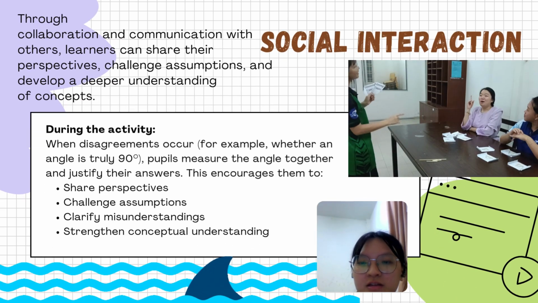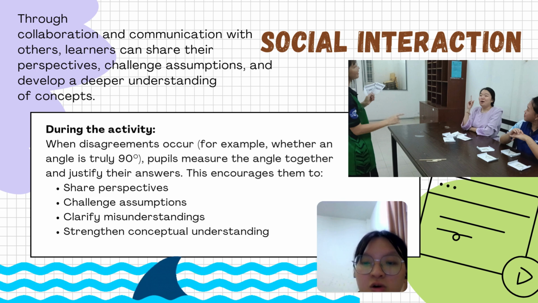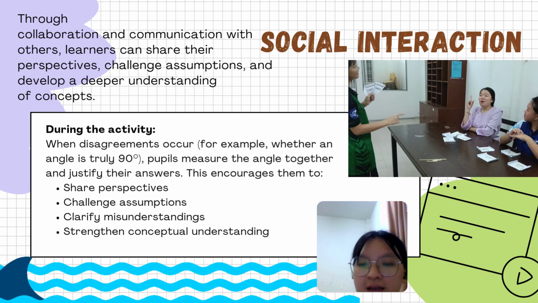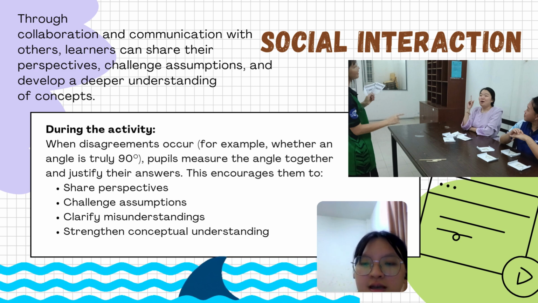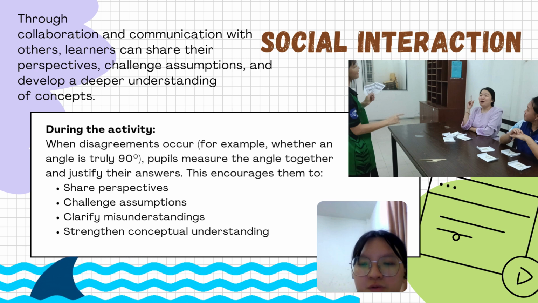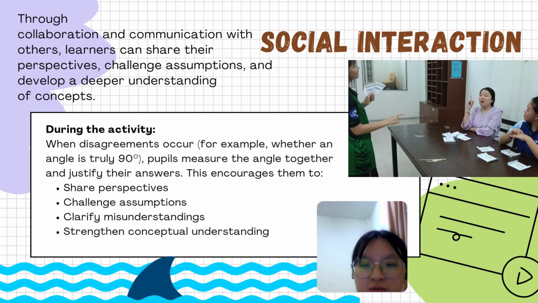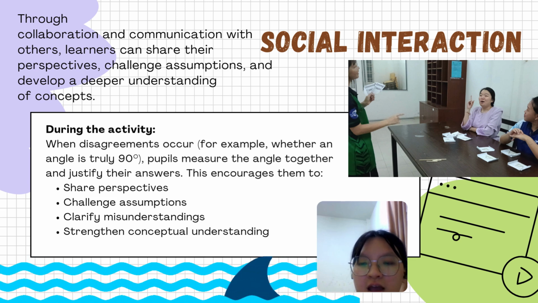Now, let's look at social interaction and how it helps in our stick triangle investigation activity. In this activity, students work individually to build different types of triangles using sticks. While doing this, they share their ideas about which triangle they are making with others. They also discuss and challenge each other's perspectives, for example, whether an angle is acute, right, or obtuse. They clarify misunderstandings if someone measures an angle incorrectly or labels a triangle the wrong way.